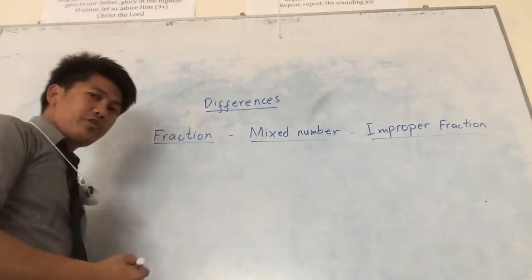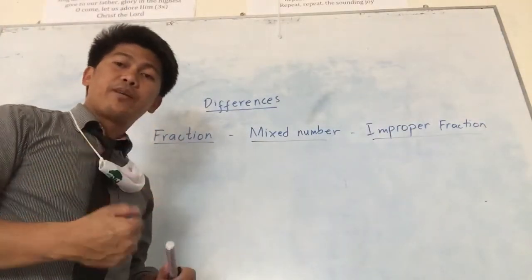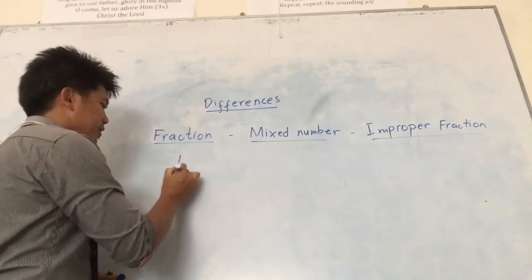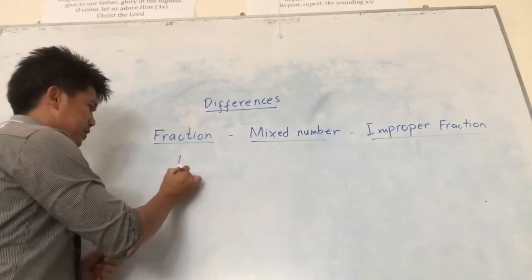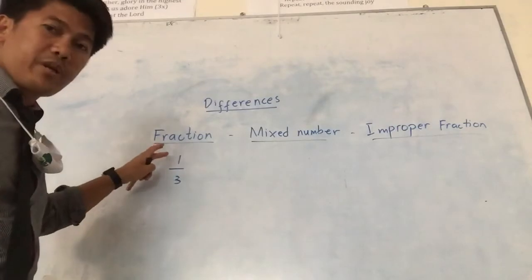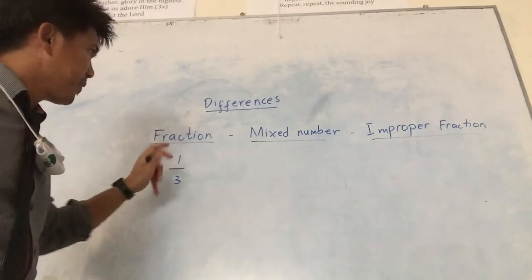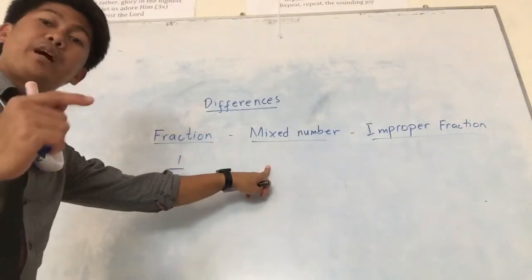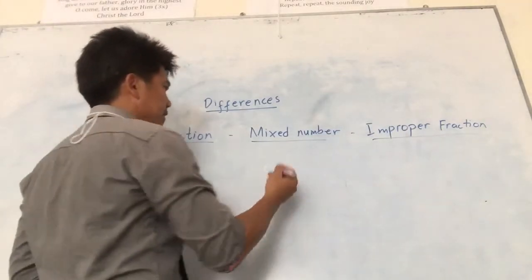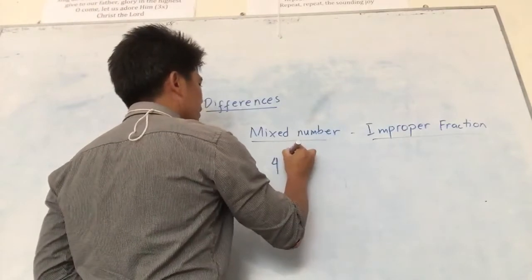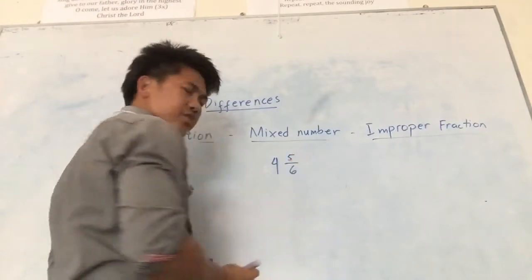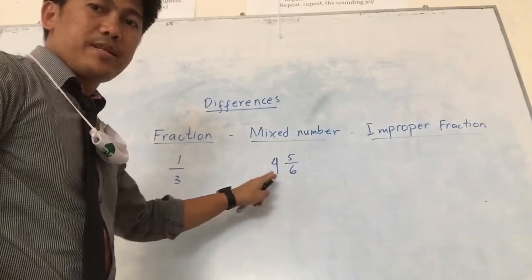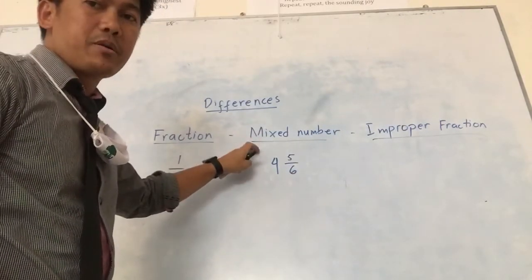So a fraction has only a numerator and a denominator, like 1/3. Okay, there's only a numerator and a denominator. A mixed number contains a whole number and a fraction, like 4 and 5/6. You see, there's a whole number and there's a fraction. It makes it a mixed number.